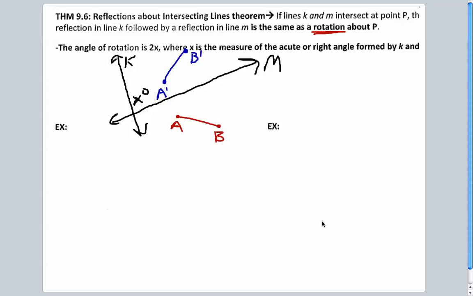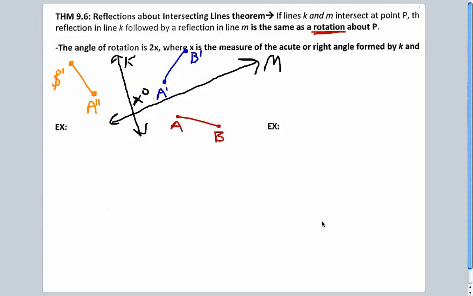Then I'm going to flip it over line K. Alright, so when I flip it over line K, it's going to look like this. Let's go to another color. It's kind of hard to gauge here, but maybe right here, A double prime. You don't have to be precise. And then B double prime is going to be over there.